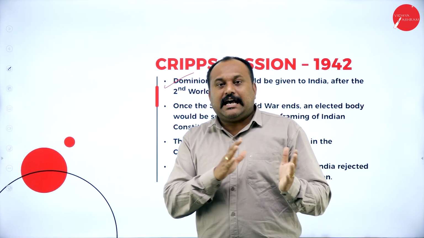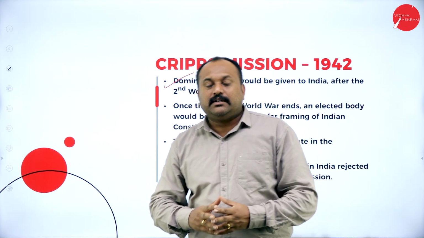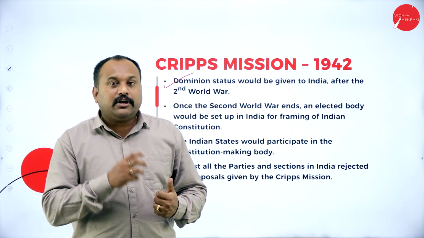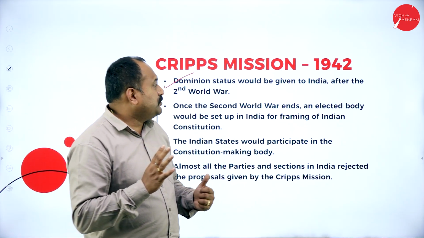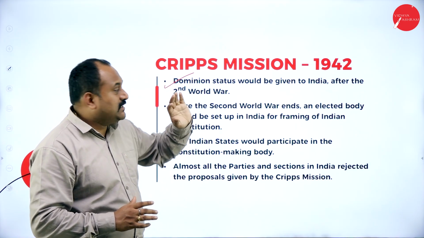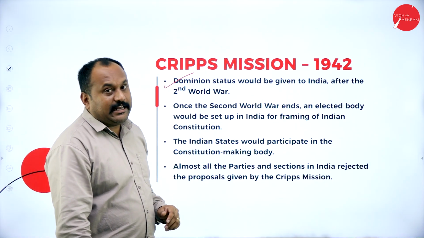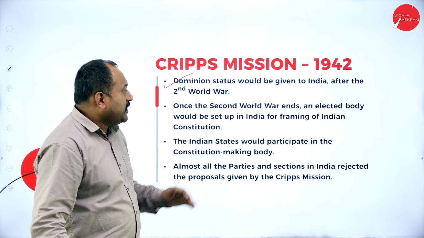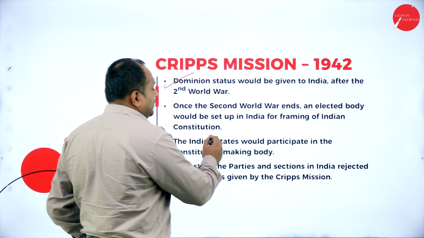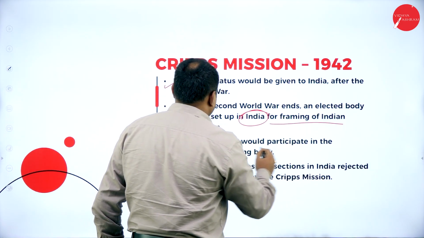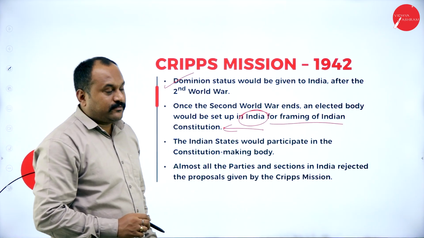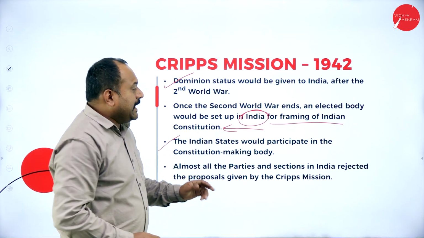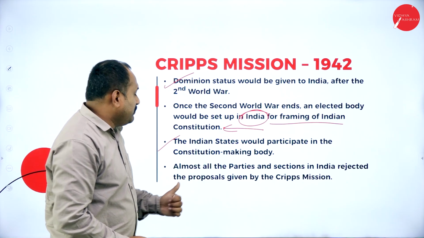There were 2 teams, the Allies and the Axis powers. Now what exactly is it? You fight with us, we're going to give you freedom. That is what they said. That is, dominion status would be given to India after the Second World War. Once the Second World War ends, an elected body would be set up in India for framing the Indian Constitution. So that is what the Cripps mission said. The Indian states would participate in the constitution-making body.